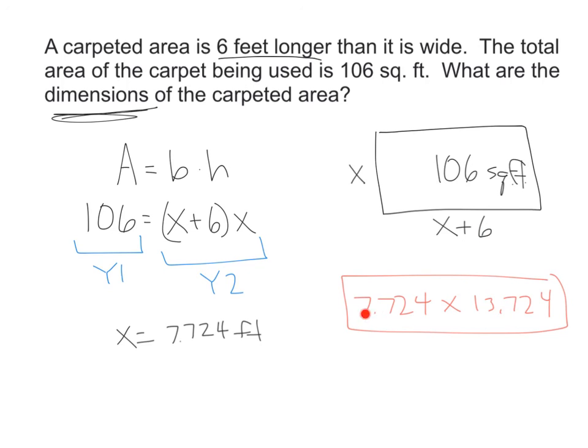So if I just add 6 to the 7 here, I get 13. So here are the dimensions. You can check to make sure that they multiply together to give you that 106, and one is 6 feet longer than the other.